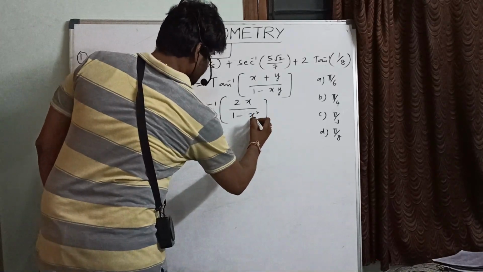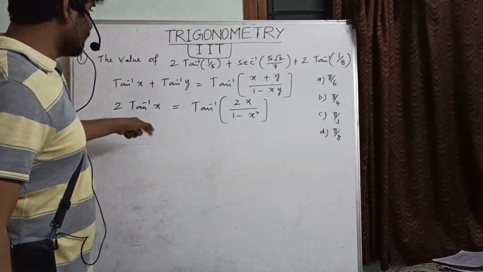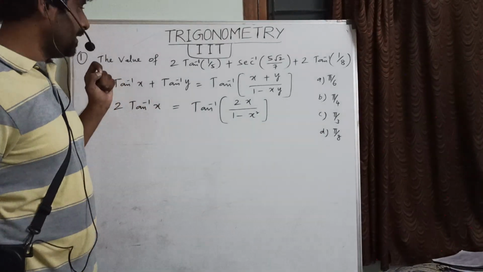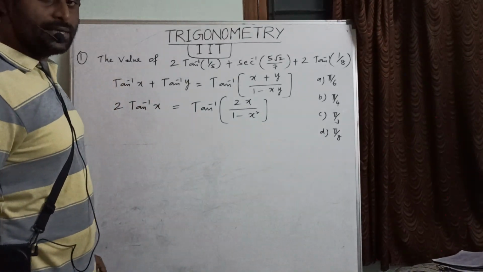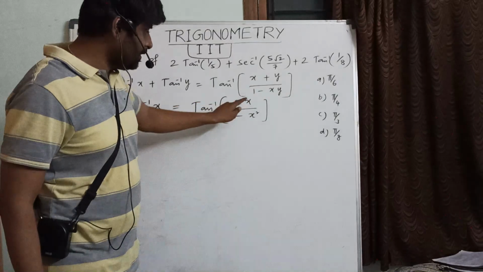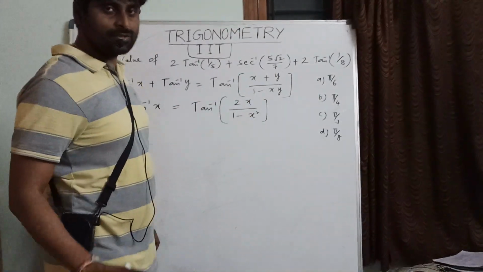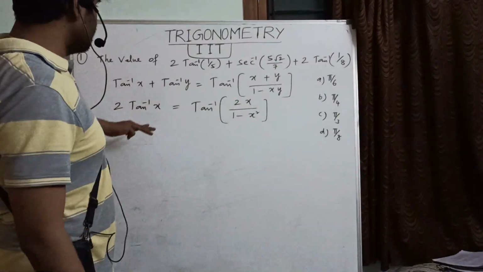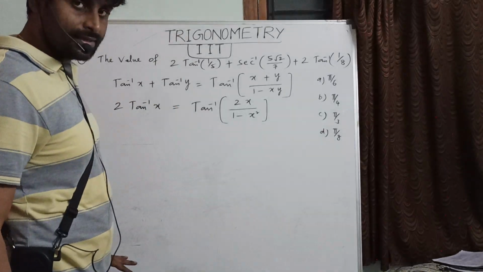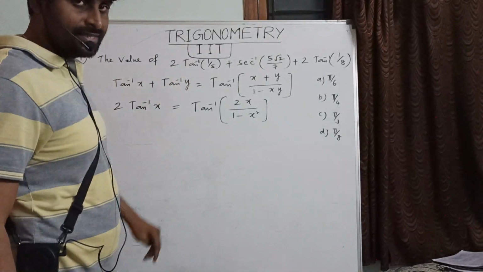So how can you remember this formula? Just we should recall the tan 2 theta formula. Okay, so tan 2 theta equals 2 tan theta by 1 minus tan square theta. So from that formula only, this formula is derived. Clear? So now let us go for solving this problem.